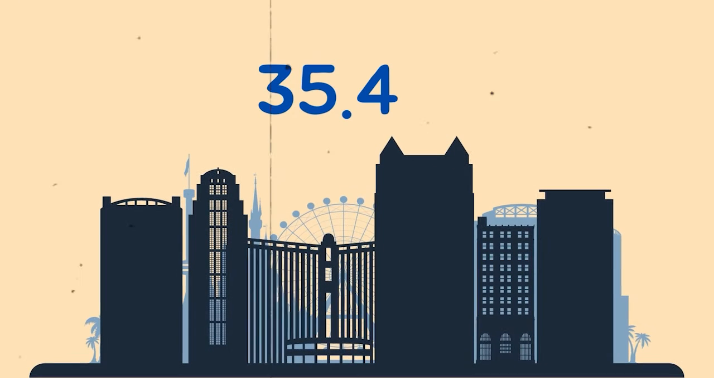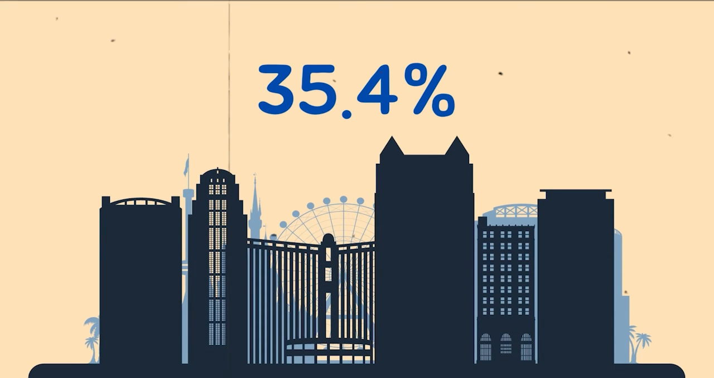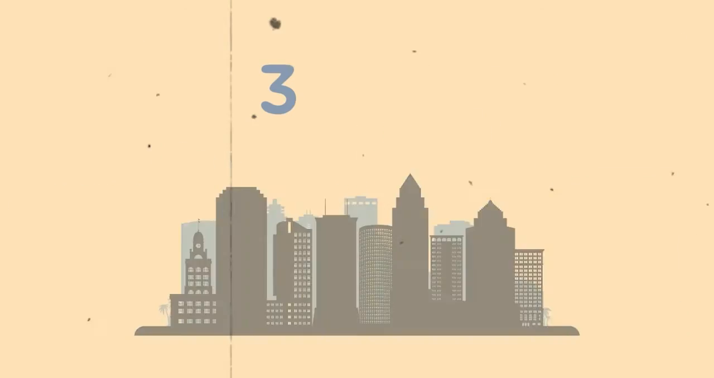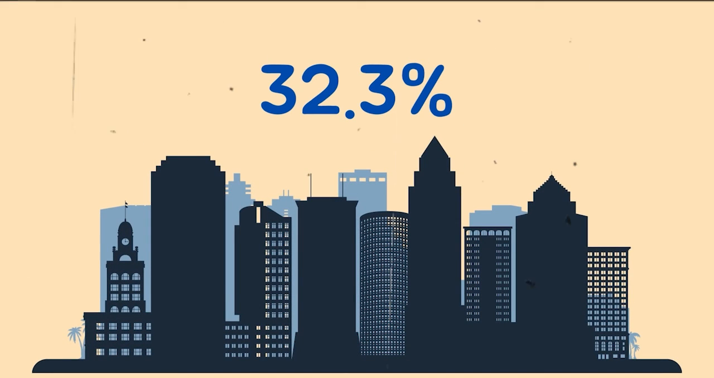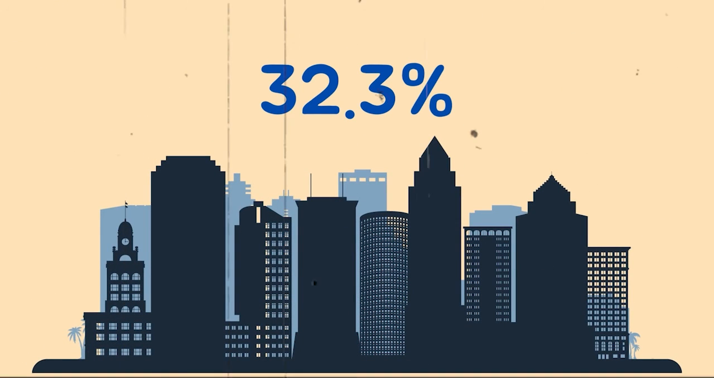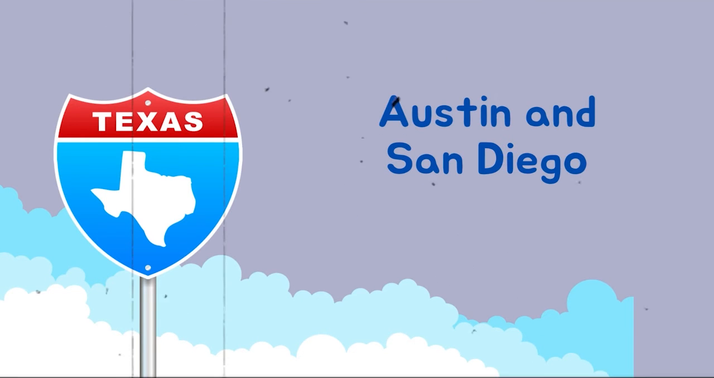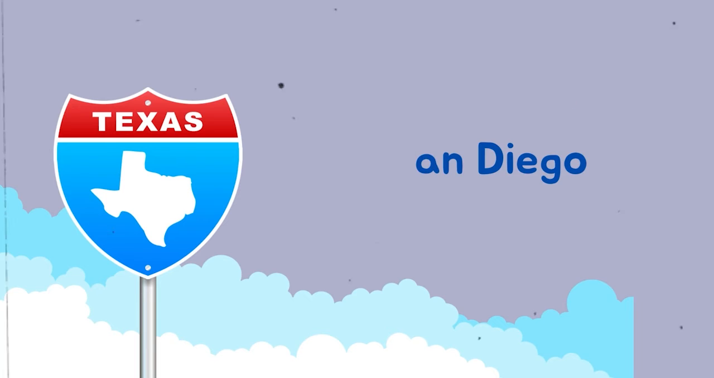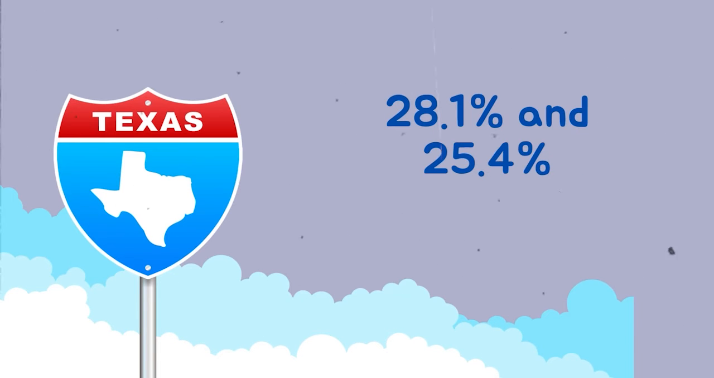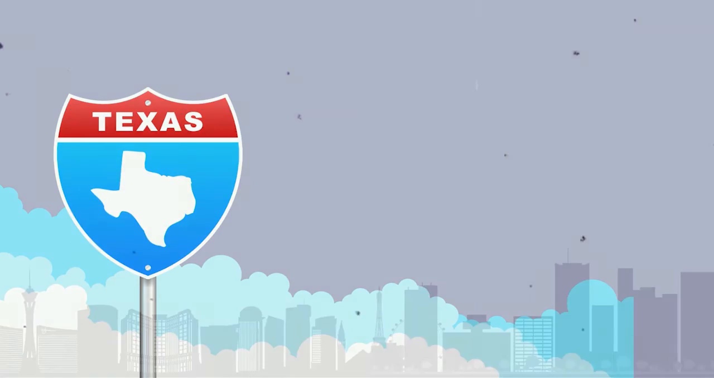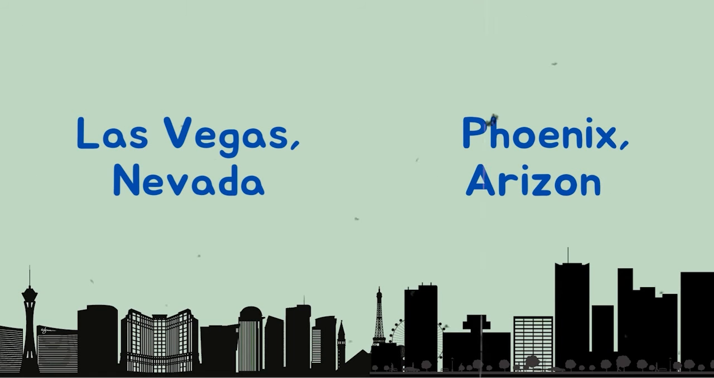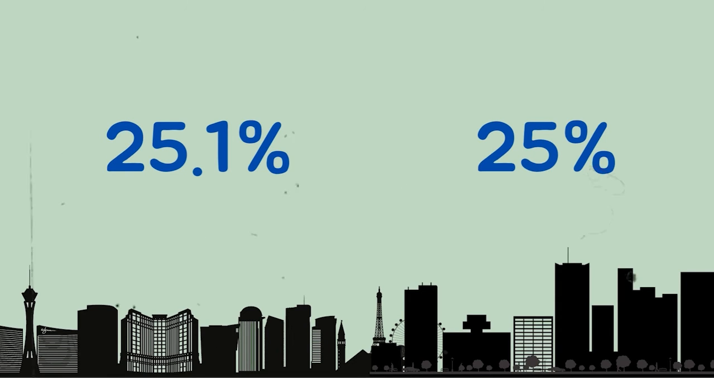Orlando, with an average increase of 35.4%, and Tampa, with an increase of 32.3%, are the next two cities in the same state. Texan cities Austin and San Diego are also in the top 10, with an average rise of 28.1% and 25.4% respectively. Of course, Las Vegas, Nevada, and Phoenix, Arizona are somewhat expected to be on the list, at 25.1% and 25% respectively.